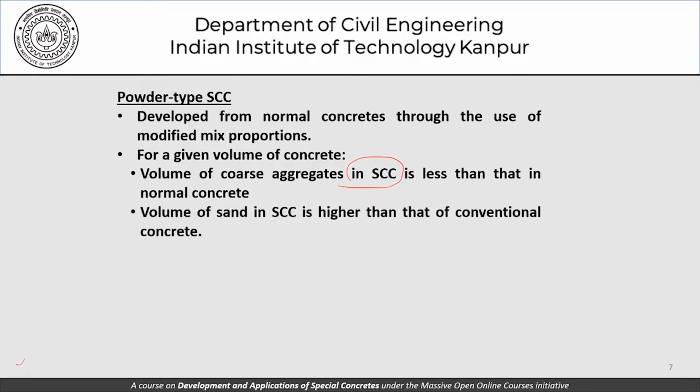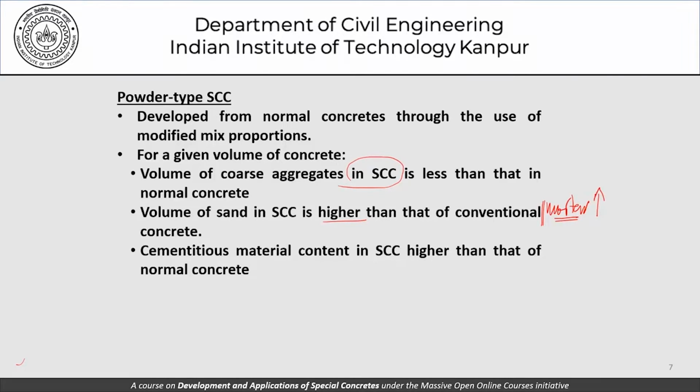The volume of sand in self-compacting concrete is higher than the conventional concrete, and this contributes to the mortar content. So the mortar content in self-compacting concrete is higher. Cementitious material content is also higher than in normal concrete. When we talk of cementitious material, we are talking of cement and mineral admixtures.